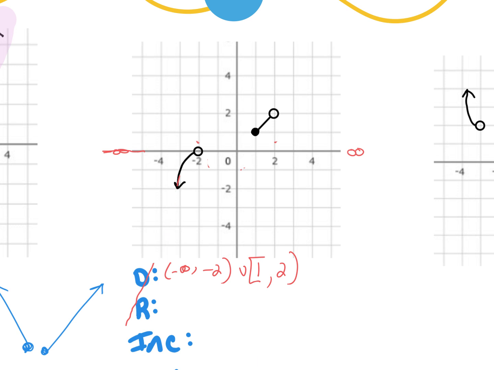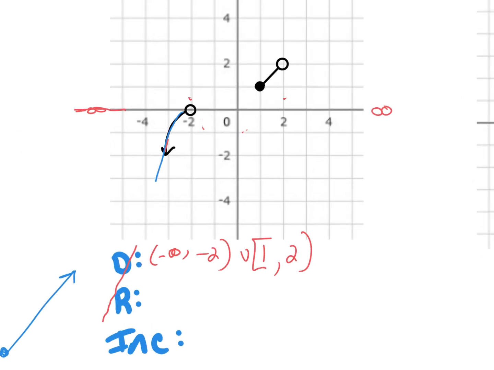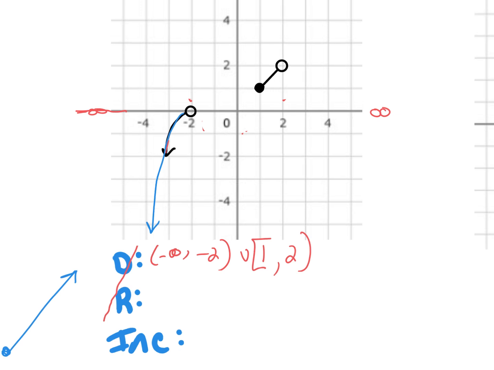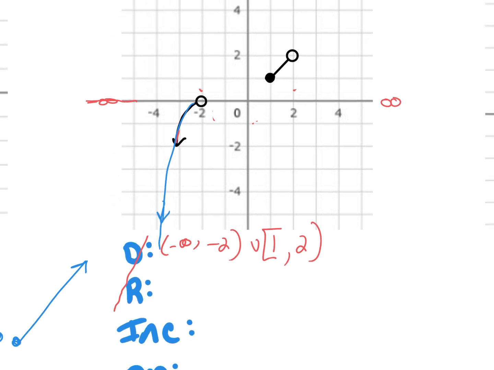All right, now we're going to do range. How do we read range? The y-axis, from the bottom to the top. So think about this. This is just going to continue like this, right? So where does my range start? Where does it start? 0. Nope. It starts down here at negative infinity. And it goes up, up, up until y equals what? 0. Good.